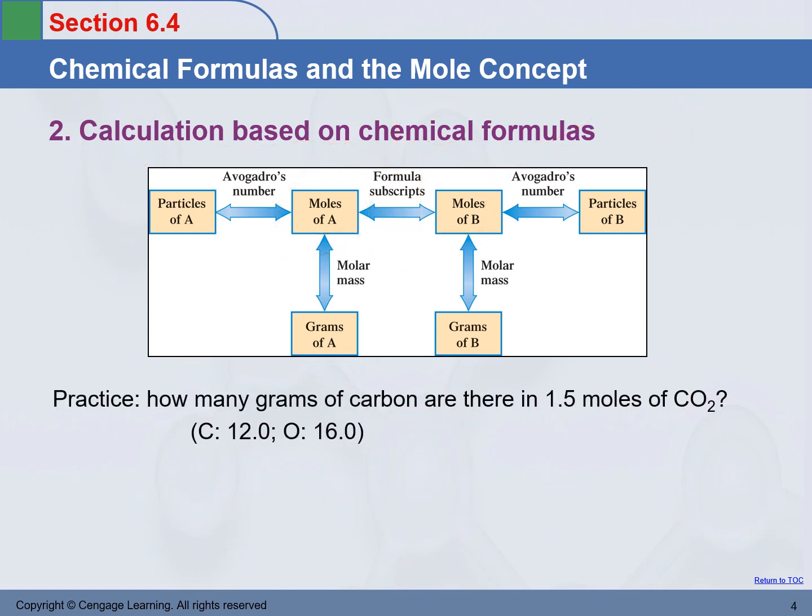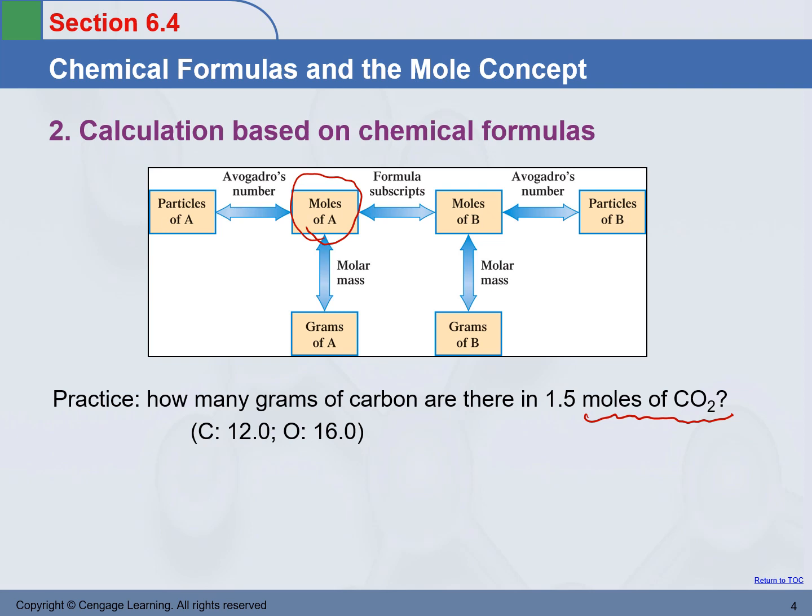Another practice. How many grams of carbon in 1.5 moles of CO2? All right, let's map our question to the flowchart. First, given information, moles of CO2. We know moles of something. Okay, we're here. We know moles of A. Well, you can choose to say we know moles of B. That's fine. You just have to go backwards later on. Either way, it works. Okay, I chose A.